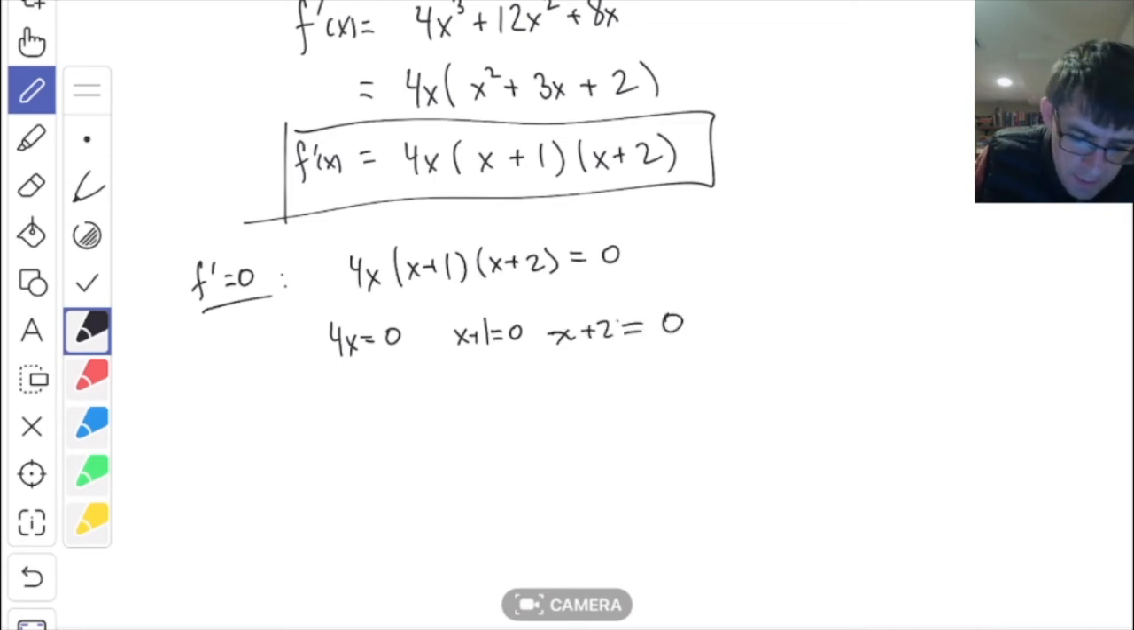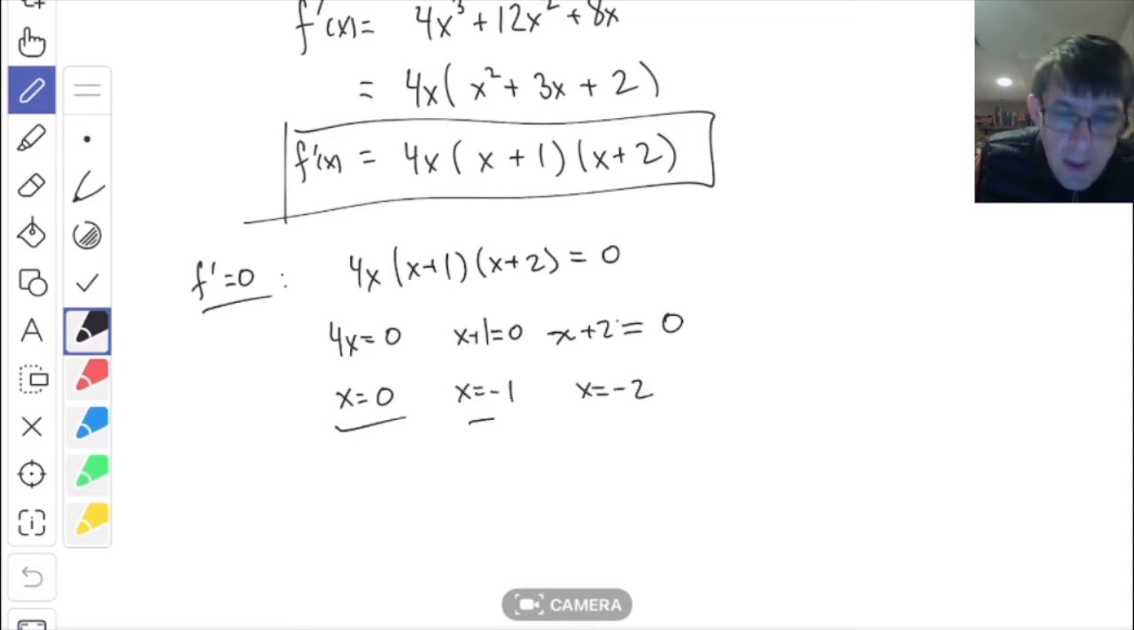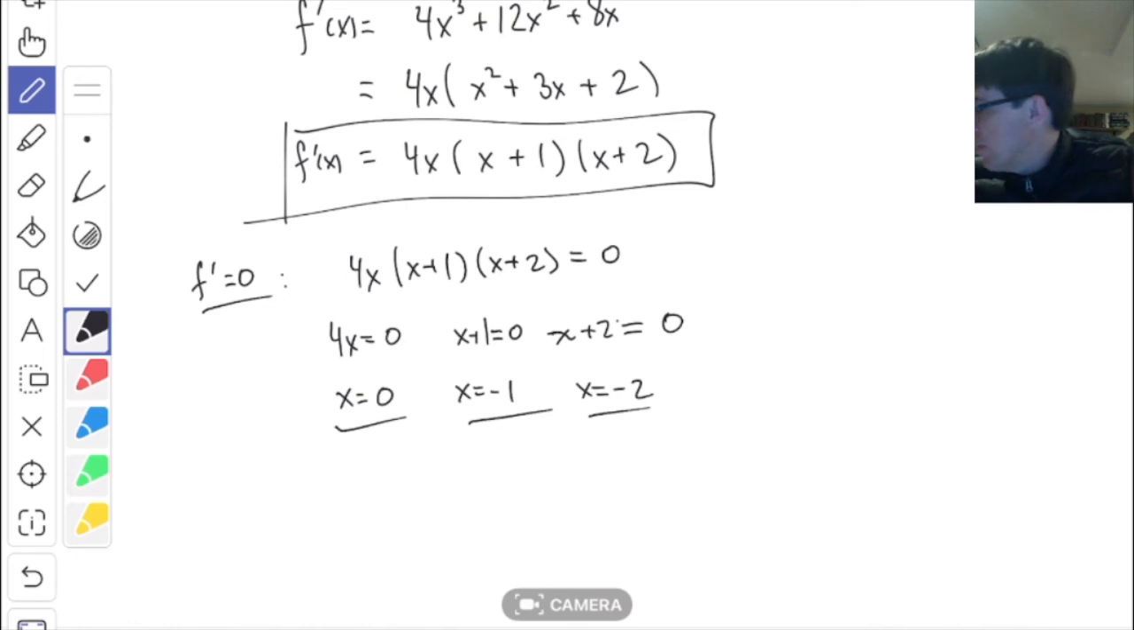And then these give me 3 separate answers. X equals 0, x equals minus 1, x equals minus 2. All right, so I have 3. Remember, these are called the critical numbers. That's points when the derivative equals 0 or the derivative does not exist. The critical numbers. What about when the derivative does not exist?